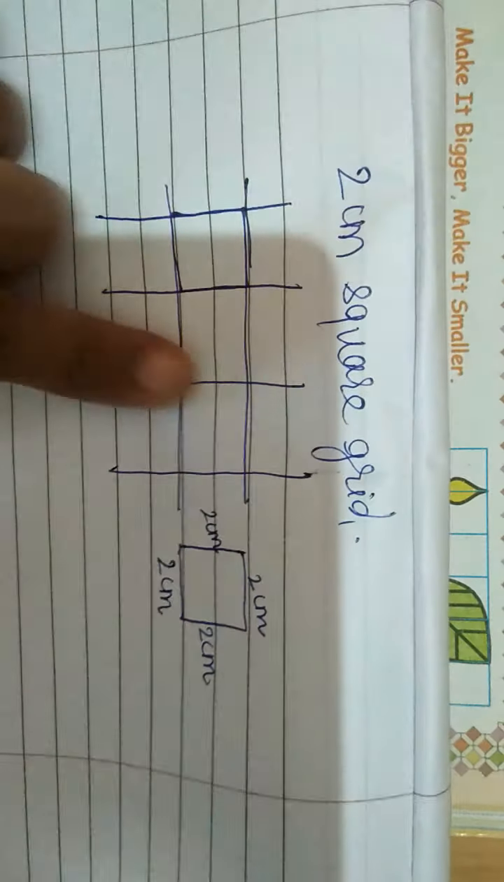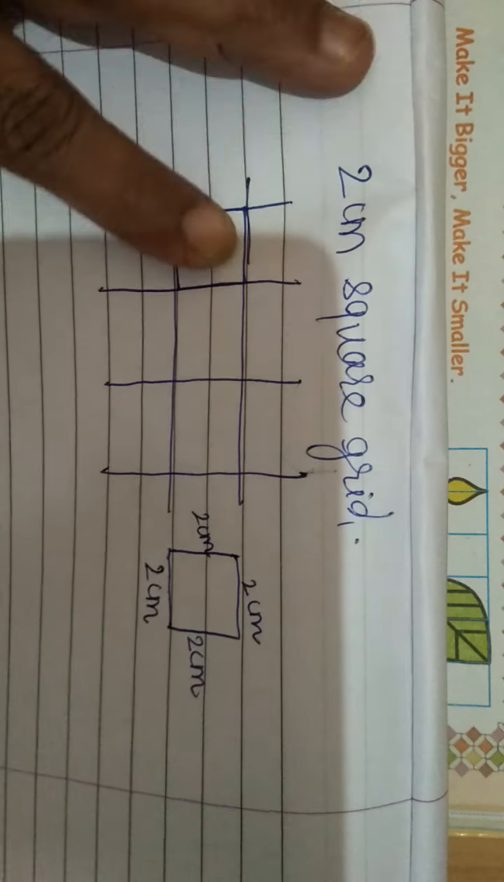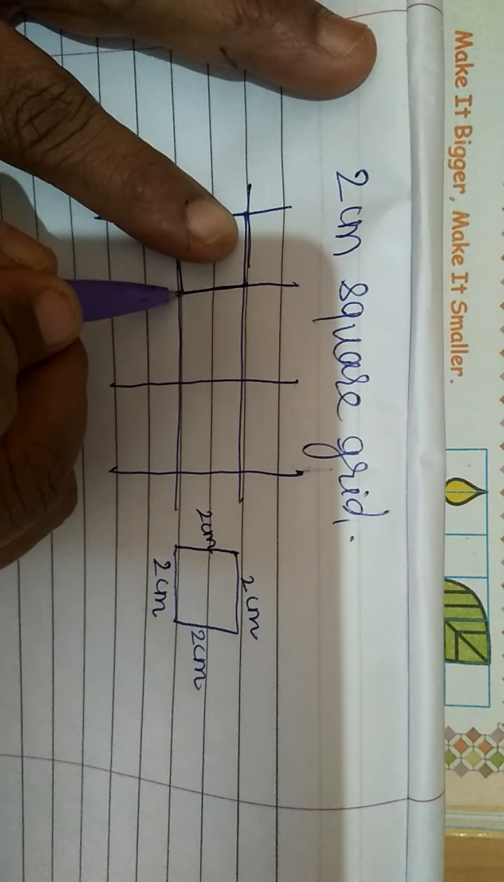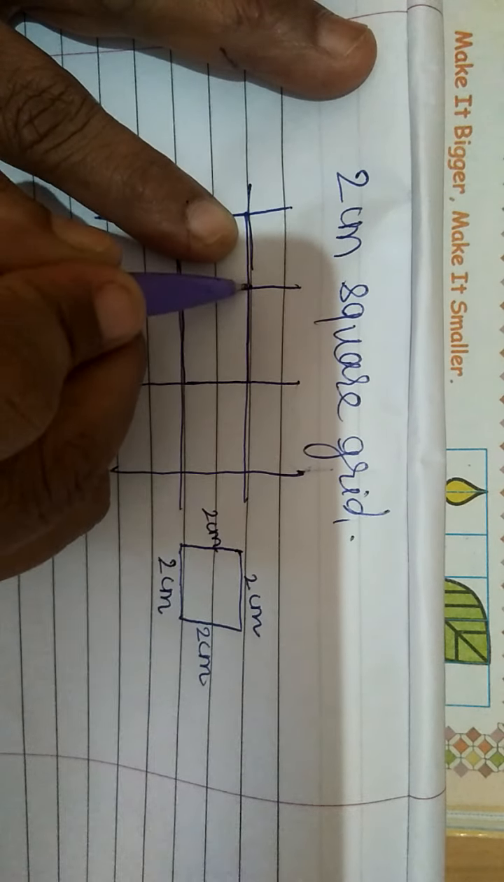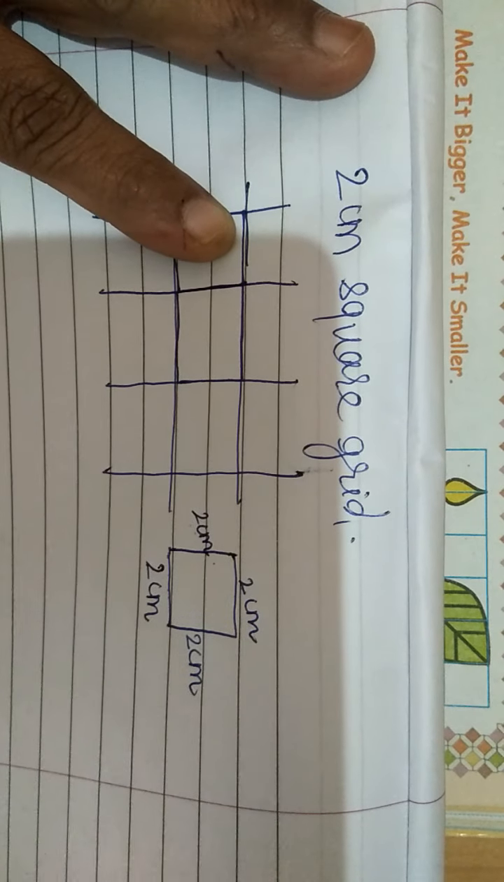Understood children? 2 centimeter square grid means what? In this grid it means each square will have a side of 2 centimeter each.